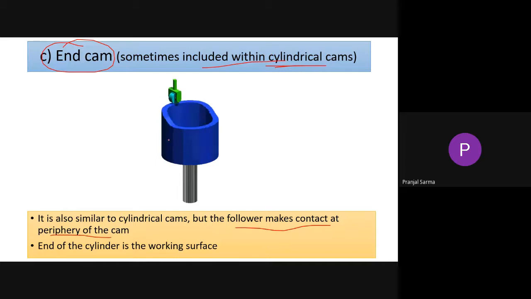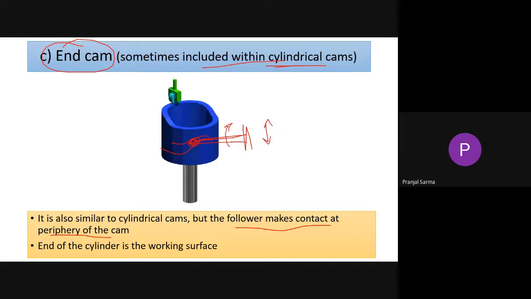Previously you have seen that the contour was made here itself, and the follower was attached here. Contact was here along with this. And after that, based on whatever constraint we provide here, either it is going to oscillate or it is going to get the reciprocating motion.